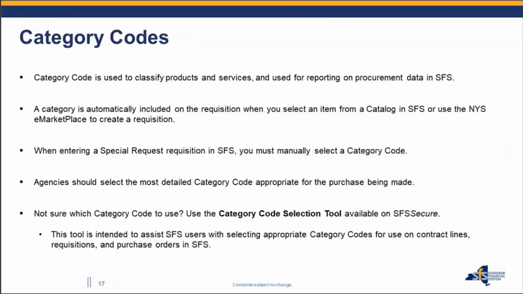Category codes. We touched on category codes a little bit earlier as well. A category code is used to identify or classify the product or service that you're ordering, and is a huge part of the reporting process on procurement data from SFS. So category codes are automatically included on the requisition if you are utilizing those SFS catalogs or the New York State e-marketplace within SFS. So when you utilize these two options, that category by default is built into the commodity that you are purchasing and will populate for you.